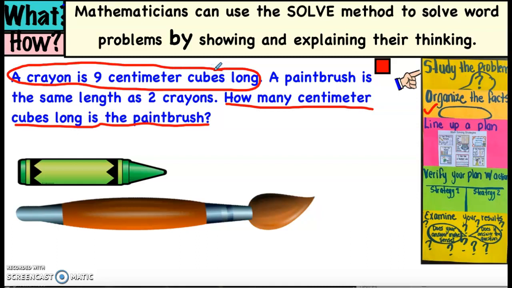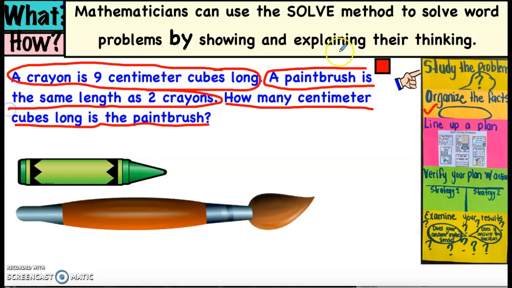So we already know that a crayon is 9 centimeter cubes long. And then it says that a paintbrush is the same length as 2 crayons. Do you think that's important for us? Is that necessary to solve the problem? I think so as well. So I am going to circle this part as well.